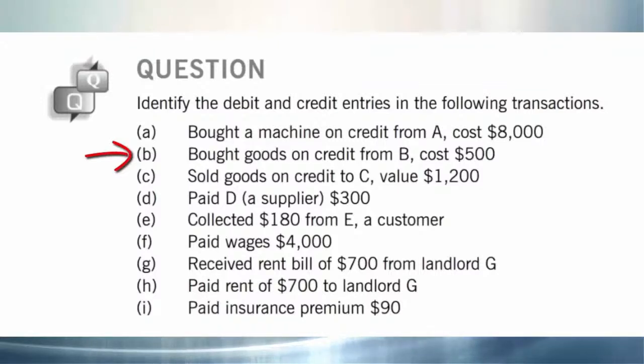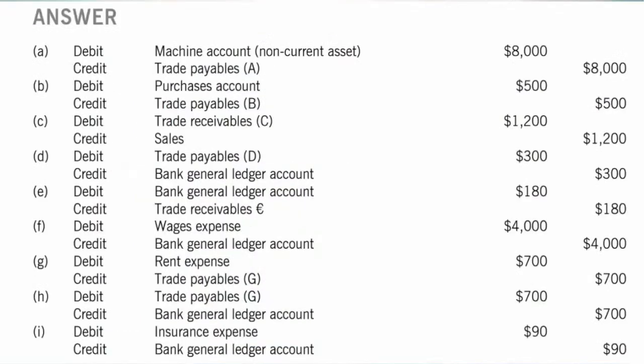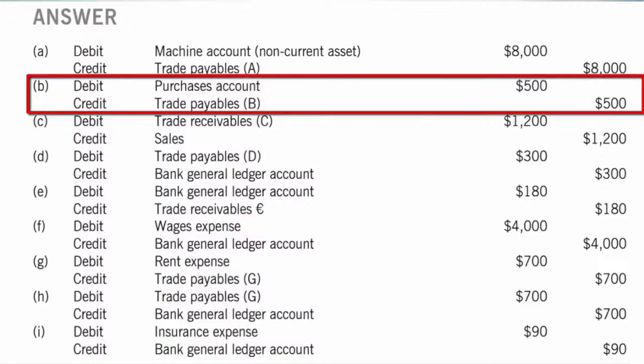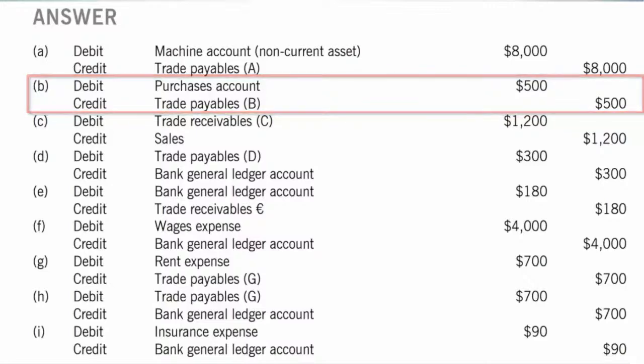Transaction B. Bought goods on credit from B, cost $500. Explanation. The business purchased goods, which increases the purchases account, an expense account. Expenses increase with a debit entry. Since the goods were bought on credit, the business now owes the supplier B. This increases the trade payables account B, recorded with a credit entry. Entry: debit purchases account for $500. Credit trade payables account for $500.